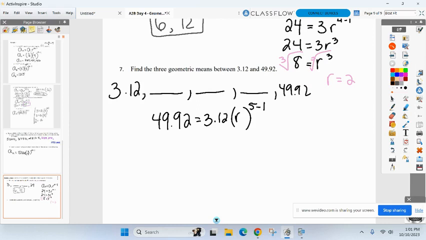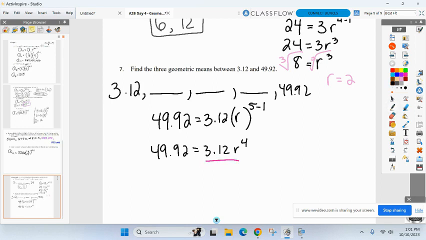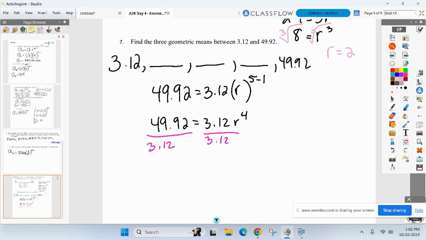All right, so 49.92 equals 3.12 r to the fourth. Next move? Divide by 3.12, I like it. And we get r to the fourth equals 16. Now, what do I do about this? Well, you took the third root, right? Now we can take the fourth root.